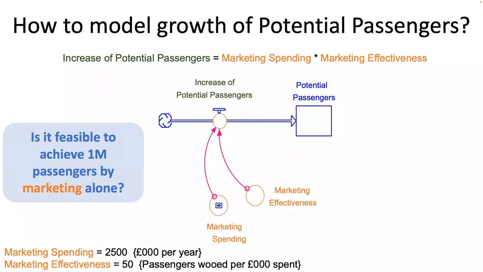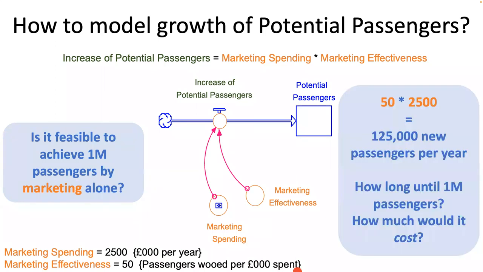And if we look down at it, we probably don't even need simulation for this. We can think, well, if the marketing spending is 2.5 million pounds per year, and the effectiveness is 50 passengers per 1,000 pounds spent, then if you do the math, this is 50 times 2,500, 125,000 new passengers per year. So at this spending level, this is not a million. We have to keep spending this amount of money every year for whatever, 8, 9, 10 years in order to firmly go over this 1 million passengers. And that's a lot of money to turn into passengers.